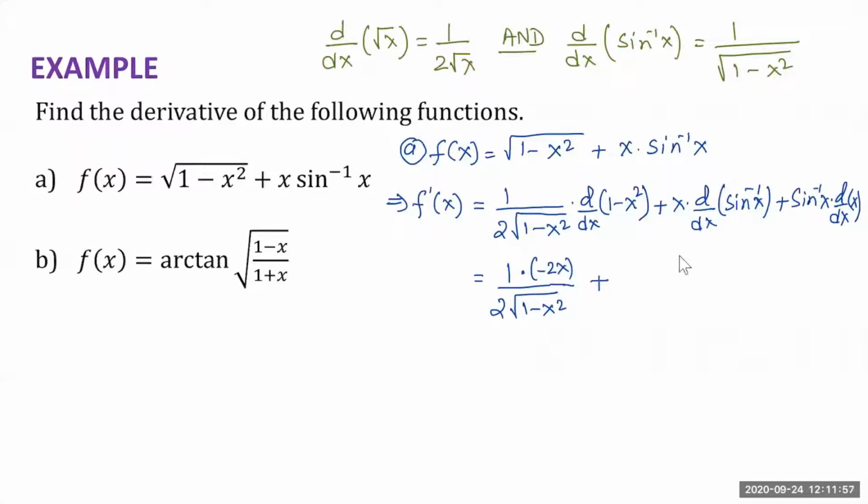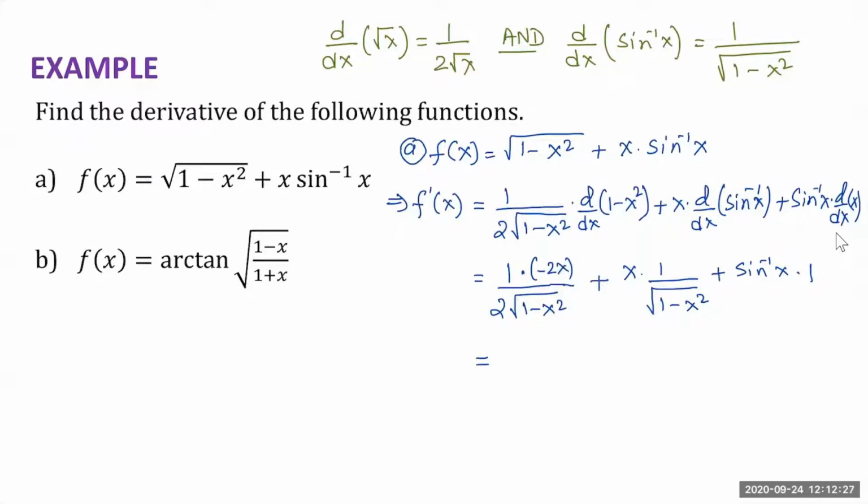Plus, now here we have x. That is my x multiplied to the derivative of sine inverse x. Here is the formula. Derivative of sine inverse x is this one, which is 1 over the square root of 1 minus x squared. Then plus we have sine inverse x multiplied to the derivative of x with respect to x, which is 1.